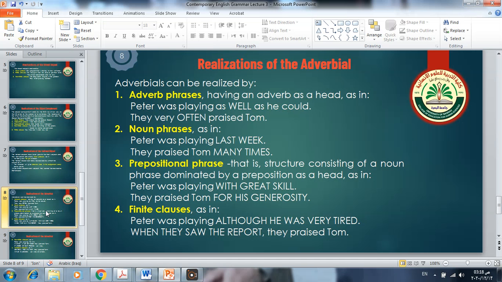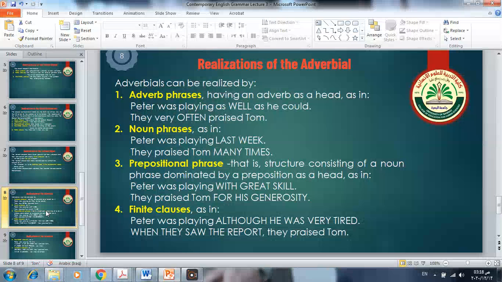Realizations of the adverbial. The adverbials can be realized by, first, adverb phrases having an adverb as head, as in, Peter was playing as well as he could. So here it is realized by what? An adverb phrase, okay, having the adverb as a head word, the adverb here well. They very often praised Tom.